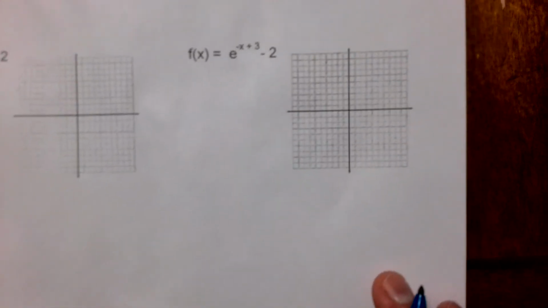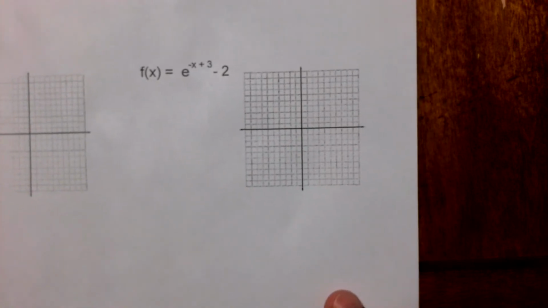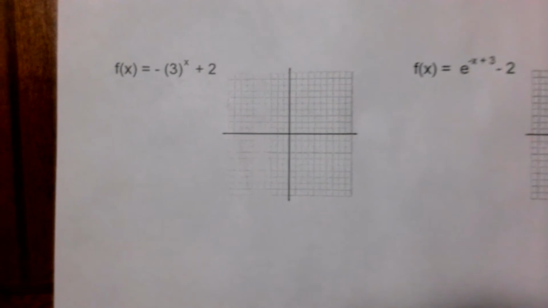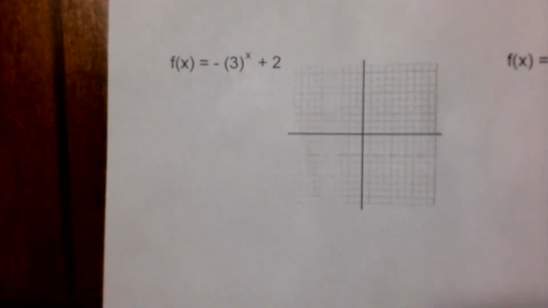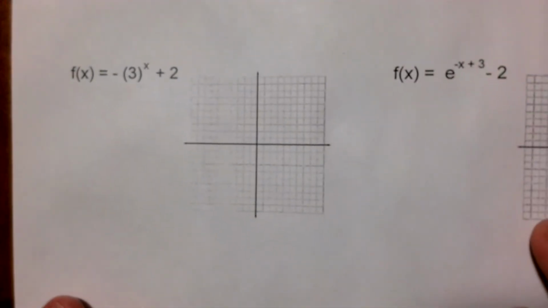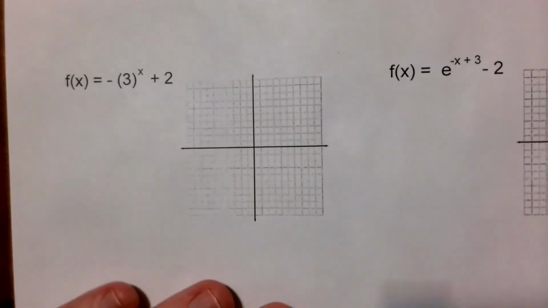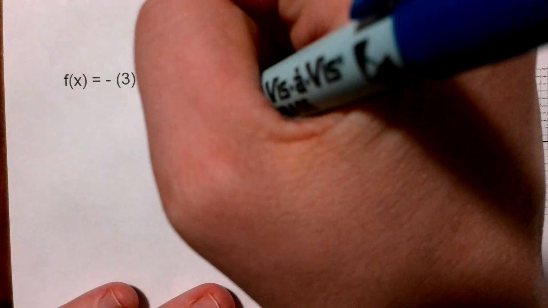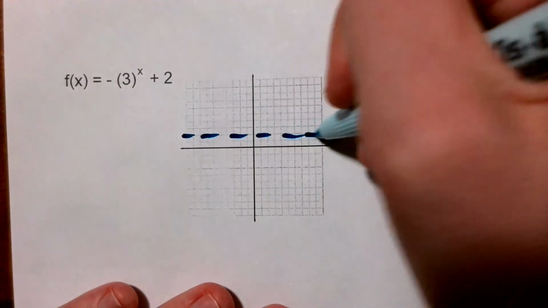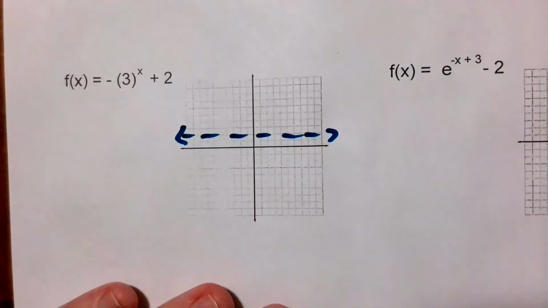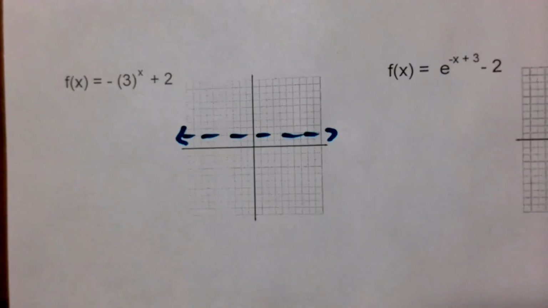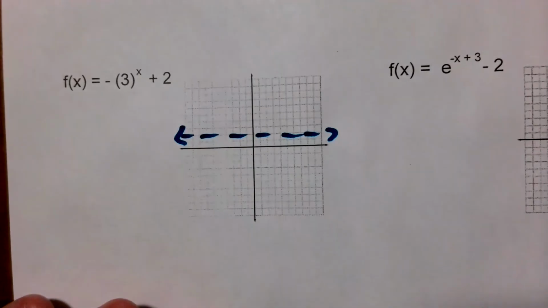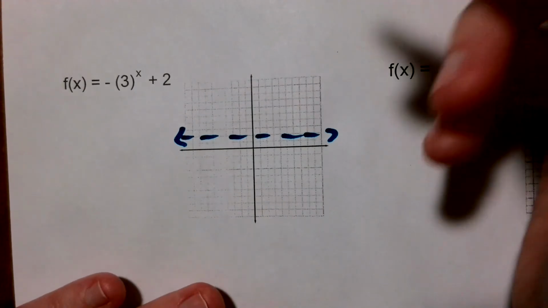Okay, so let's look at another one. Oh, sorry, we'll do this one first. Okay, so first, shifting left and right, up and down. We are shifting up 2, and that's where my horizontal asymptote will be. This one did not shift left or right, but it does have this negative out front, so we're going to go ahead and sketch it and then see what that negative does to it.